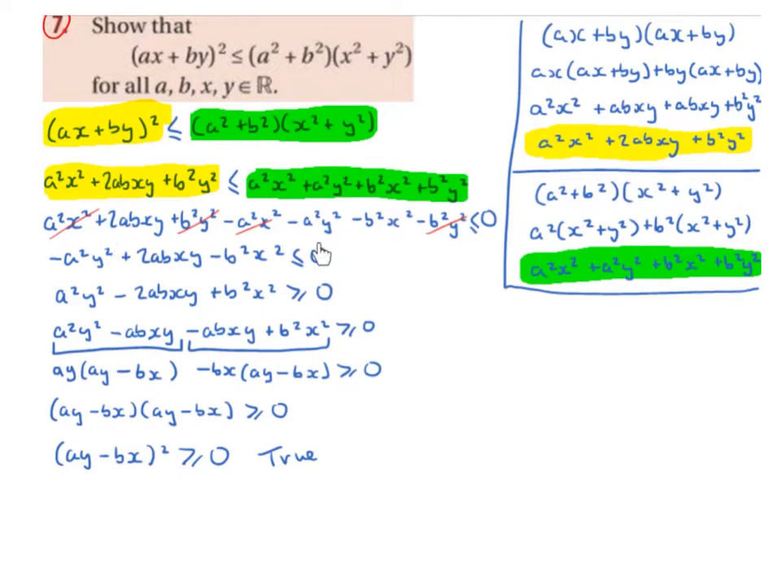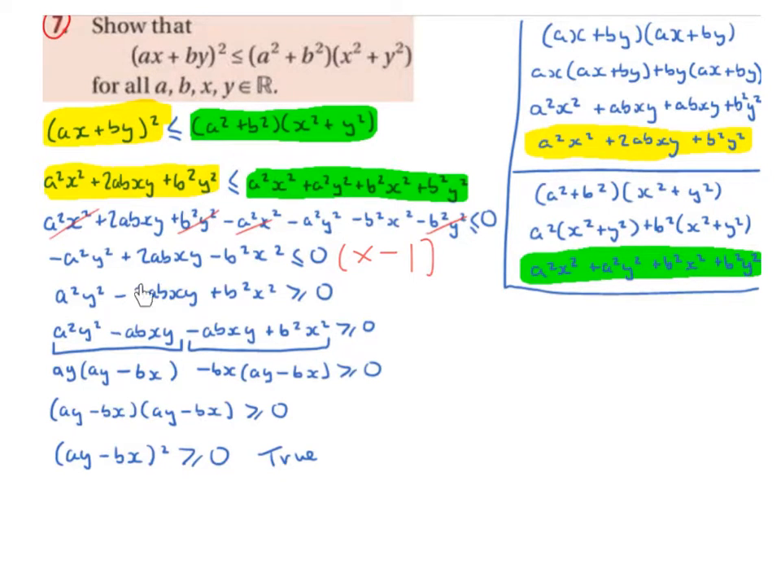Then I'm going to change across the signs. So minus a²y² becomes plus a²y², 2abxy becomes minus 2abxy, and minus b²x² becomes plus b²x². And then I have to flip the inequality sign, and that's all greater or equal to 0. The reason I flipped the inequality sign was because technically I multiplied by minus 1 in order to change the signs. And with inequalities, if you multiply or divide by a negative number, you must flip the sign.